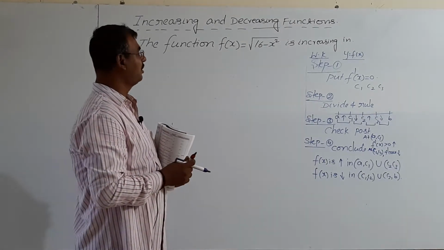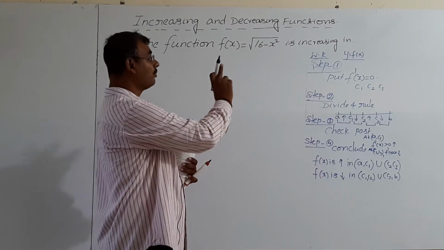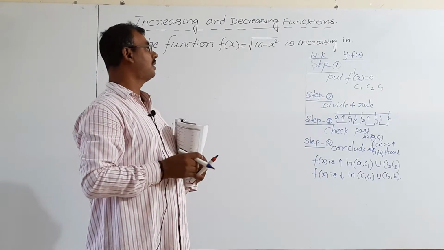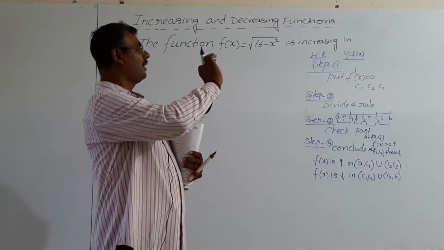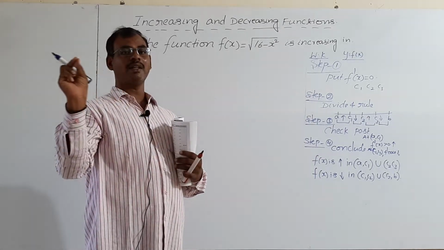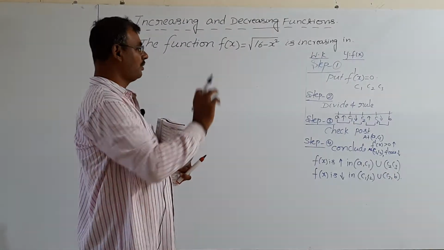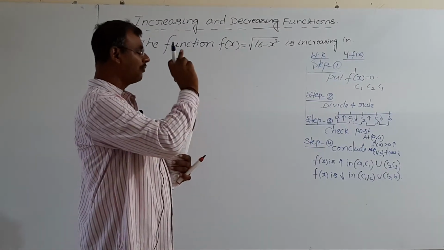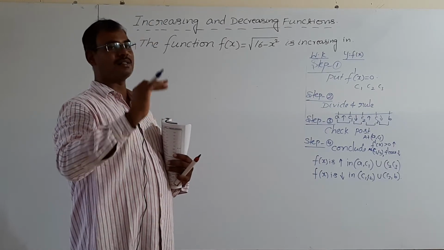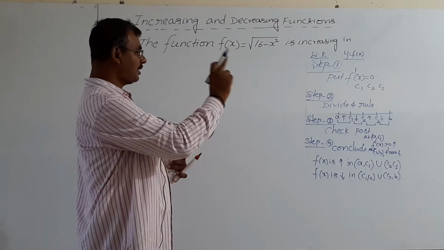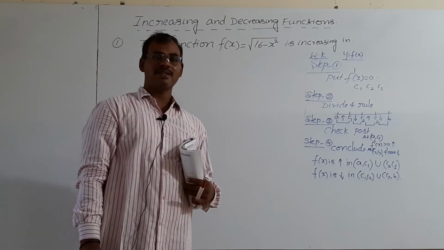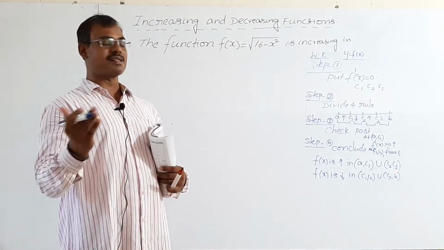Increasing and decreasing CET questions, very easy also. While you remember these results, what is rule number 1? Put f dash of x equal to 0. Find the roots. Next, taking the roots on a number line, divide it into subintervals. Check the sign, meaning that in the intervals we have to check whether f dash x is greater than 0 or less than 0. If it is greater than 0, f of x is increasing. If it is less than 0, f of x is decreasing.